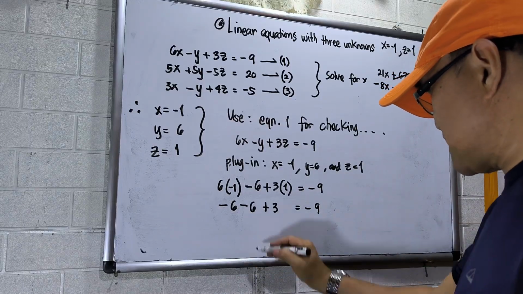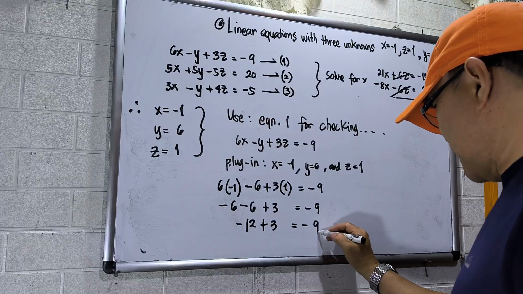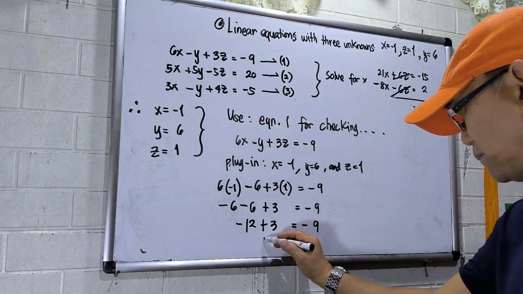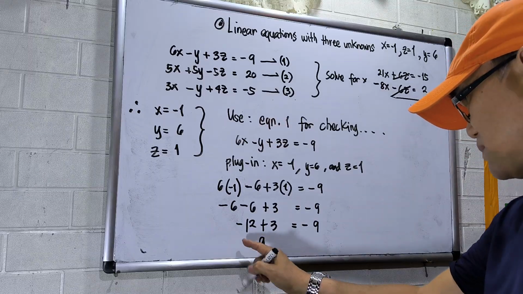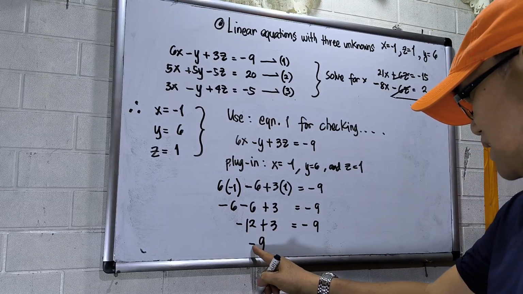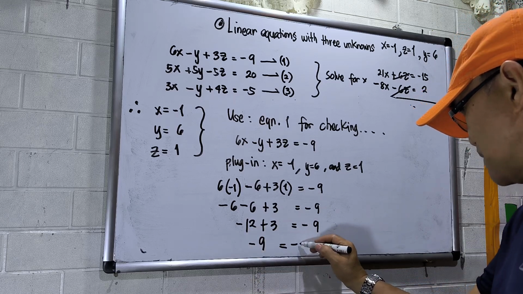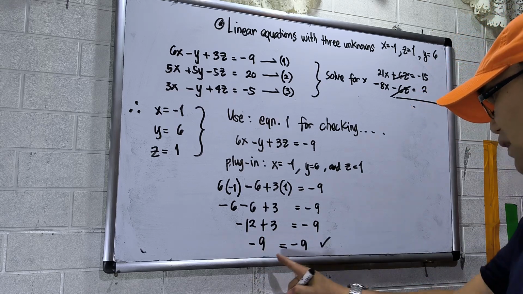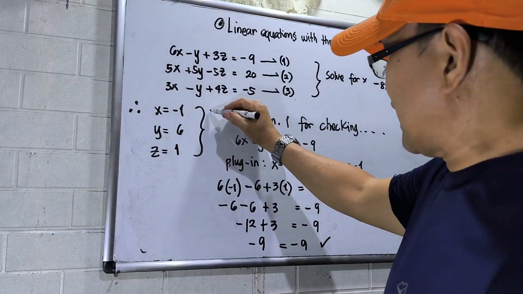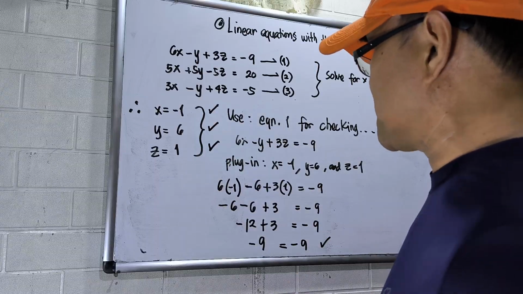Negative 6 minus 6, that will be negative 12. Plus 3 is equal to negative 9. So 12 minus 3, that is 9. So the sign must be negative because 12 is greater than 3. So that is negative 9. So negative 12 plus 3 is negative 9, is equal to negative 9. So they are equal. Negative 9 is equal to negative 9. So meaning my x value is correct, my y value is correct, and then my z value is correct.